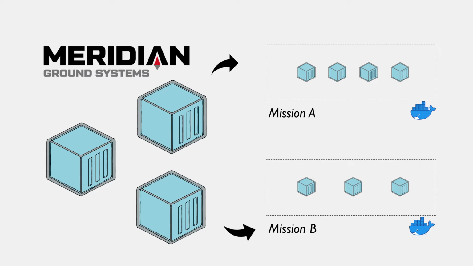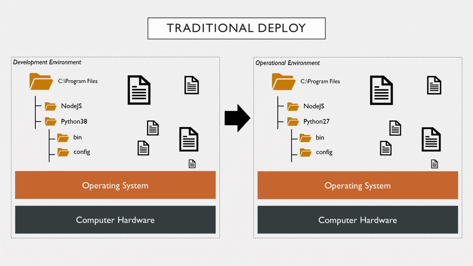Well, traditionally, ground station software installation and maintenance are really projects in themselves. To illustrate an example, let's compare a traditional software deployment with one that's Docker based. Typically, a deployment goes like this. Take a bunch of production files generated in a development environment, things like compiled code, software, configuration files, etc., and copy them onto a production machine.